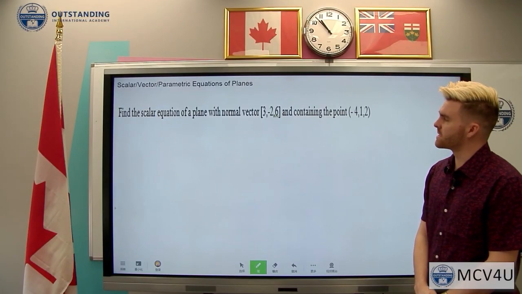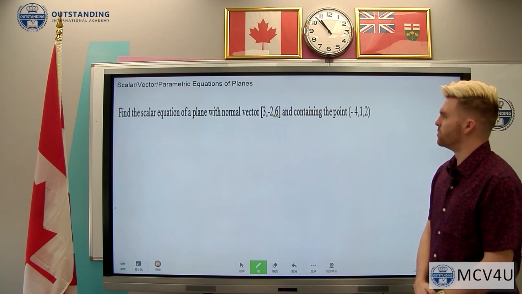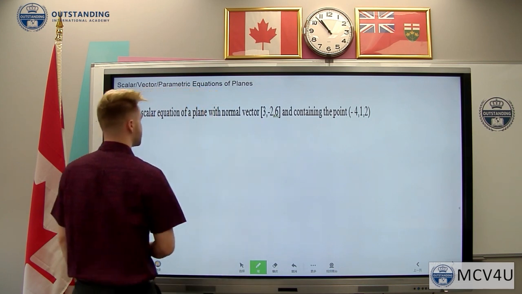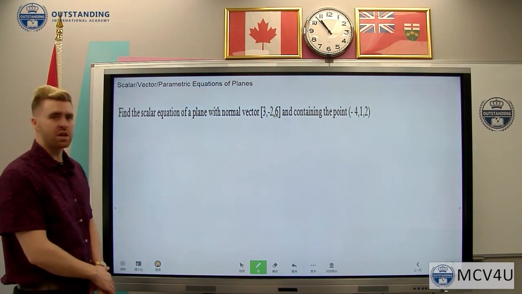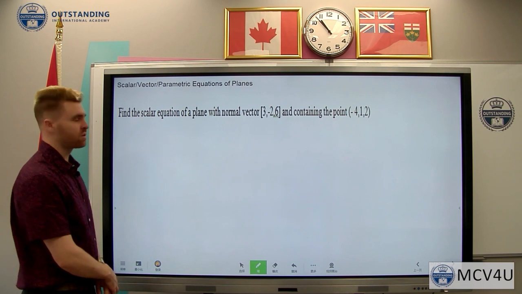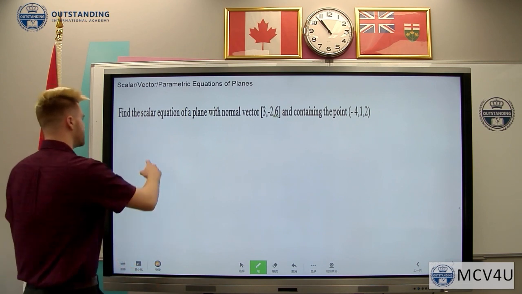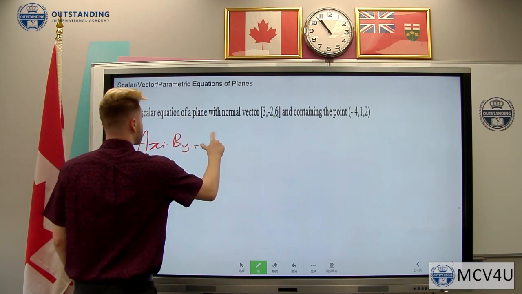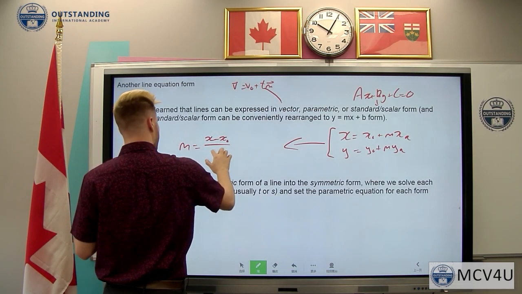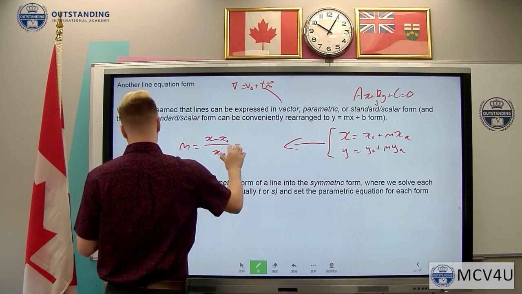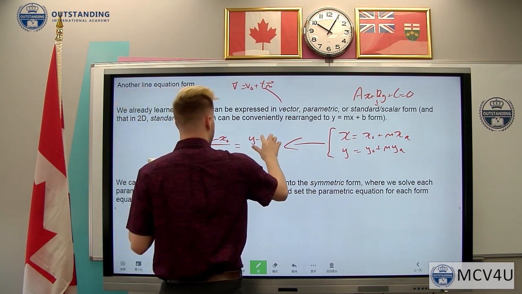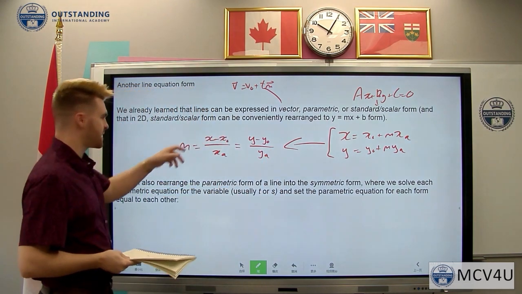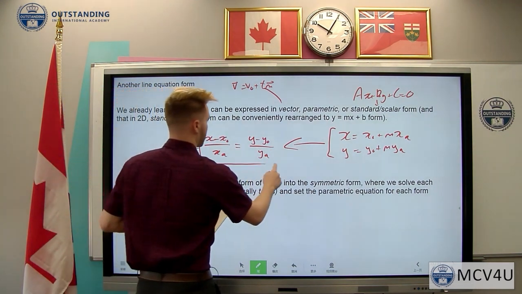We want to find the scalar equation of a plane with normal vector 3, -2, 6, and containing this point. So think about the scalar equation of a plane, or the standard equation of a plane. ax plus by plus cz over xa. And that is also equal to y minus y naught over ya. So you might see this as the symmetric form of an equation.